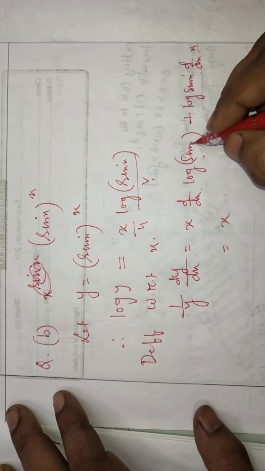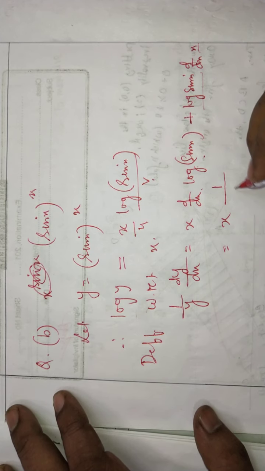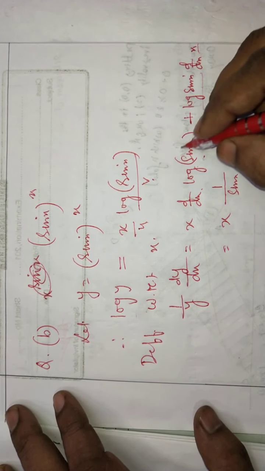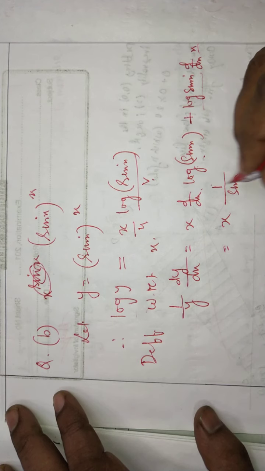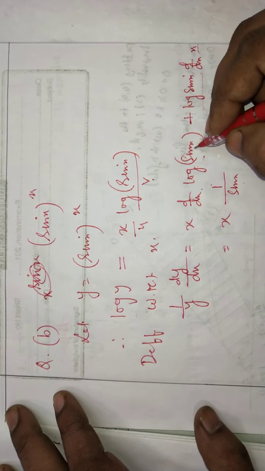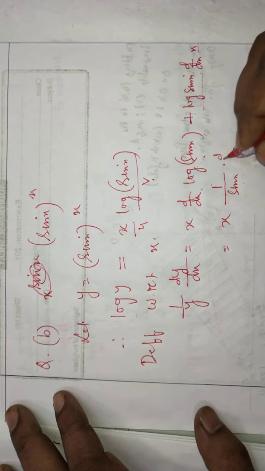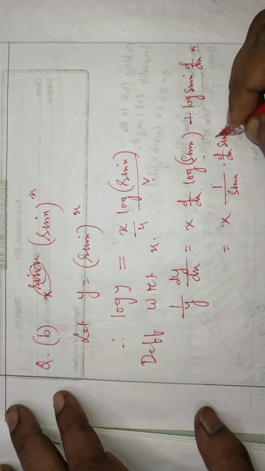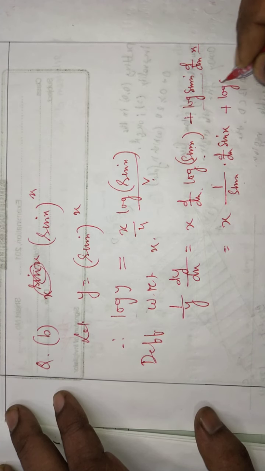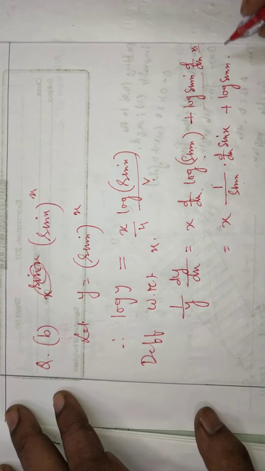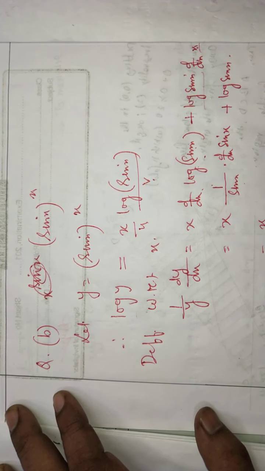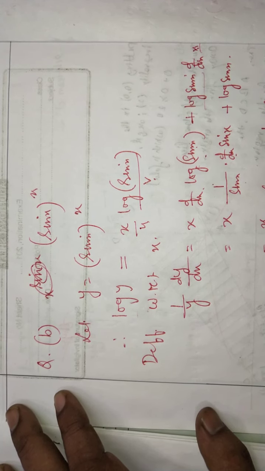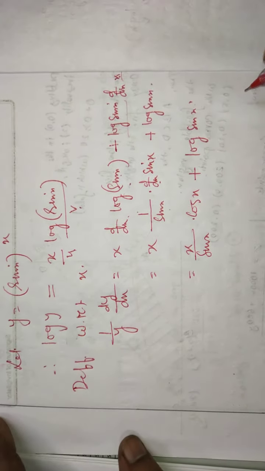Then x into d/dx of log sin x means what? 1 by sin x. Using the log formula, if you consider this is your x, d/dx of log x is equal to 1 by x. Here x means sin x. Since sin x is other than x, again d/dx of sin x, plus log sin x, and d/dx of x is 1 into this is equal to log sin x. Here x by sin x into d/dx of sin x is cos x plus log sin x. I hope you are understanding.